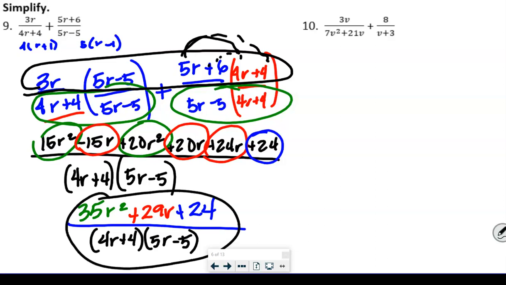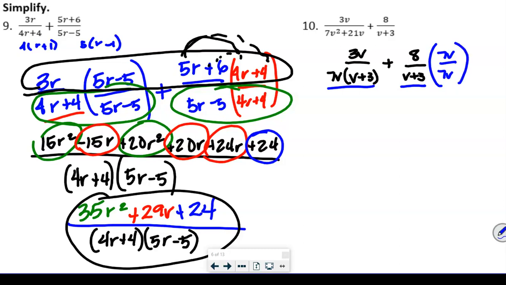So number 10, again, we're going to see if we can create a common denominator. So let's see if we can factor out a 7v, and if we do that, we get v plus 3. Ooh, lovely. Plus 8 over v plus 3. Now what we want to get, remember, is the same thing that's here over here. So we're going to multiply both the numerator and the denominator by that 7v, because that's what we don't have in our denominator right now.